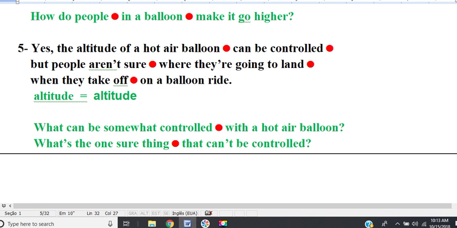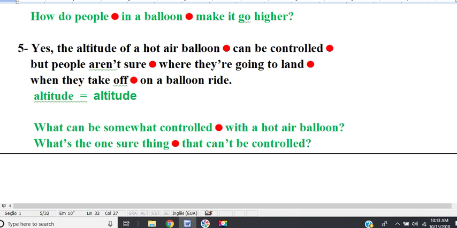Line 5. Yes, the altitude of a hot air balloon can be controlled, but people aren't sure where they're going to land when they take off on a balloon ride.